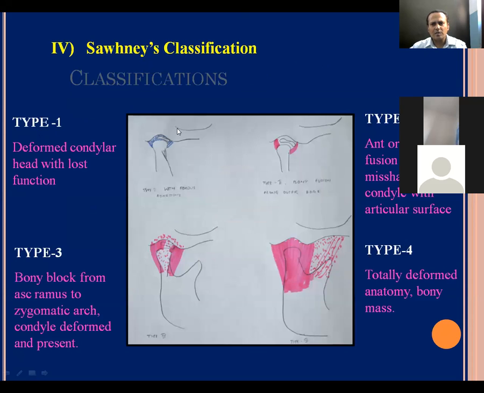Some classify them as type 1, type 2, type 3, type 4. In type 1, the condyle is still present, but it is deformed. In type 2, the condyle is present, but there is a fusion in the anterior and posterior surfaces. In type 3, there is a bony block, that is, the whole of the condyle is obliterated, but the condylar head can be appreciated a bit. In type 4, everything is gone.